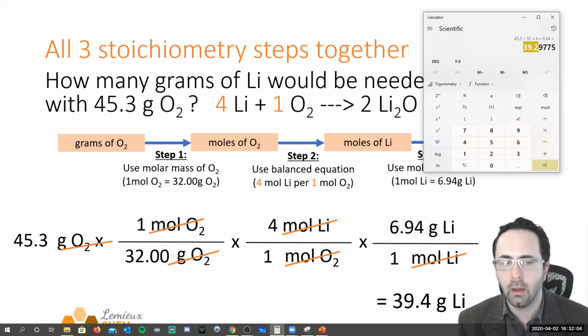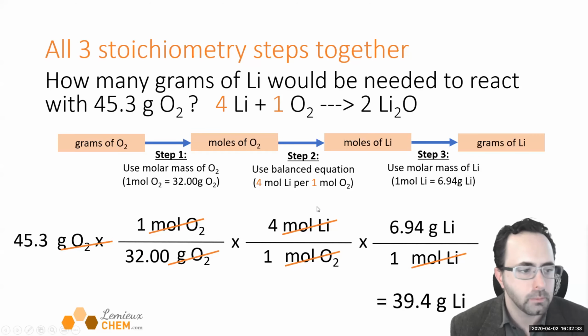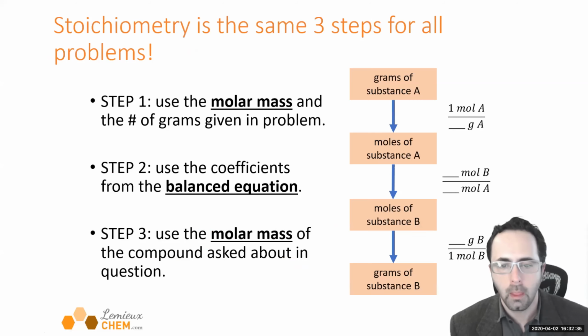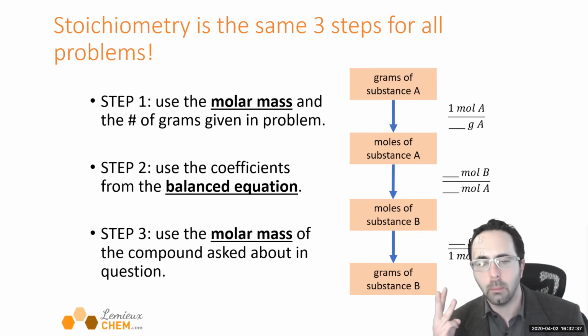Did anyone want to ask another question about our first example of stoichiometry here? Okay, so that's the first example. We're going to do another one now, too. But in general, what you saw was there were 3 steps in stoichiometry.